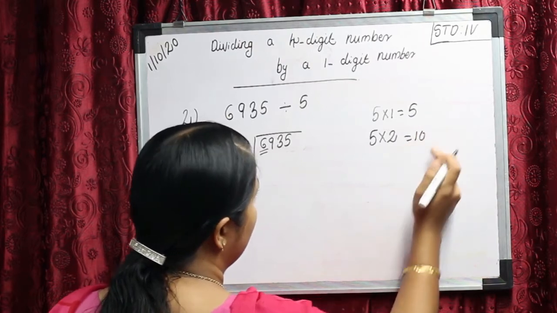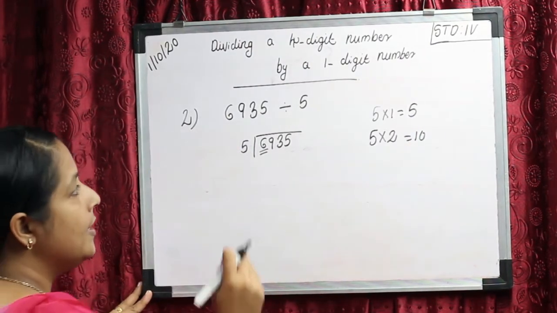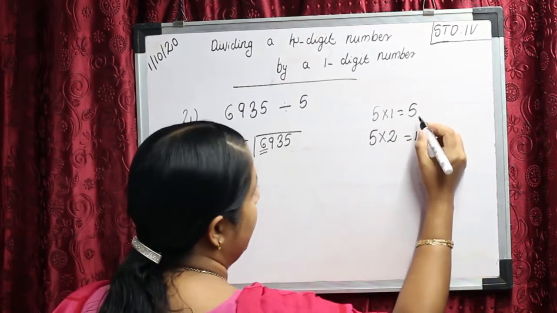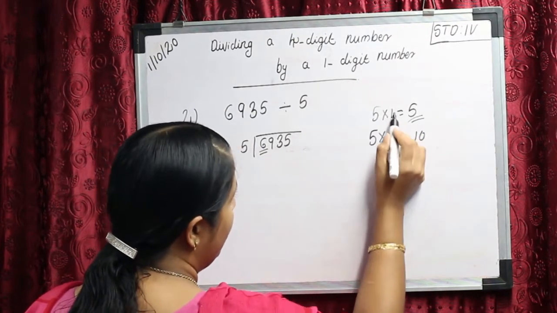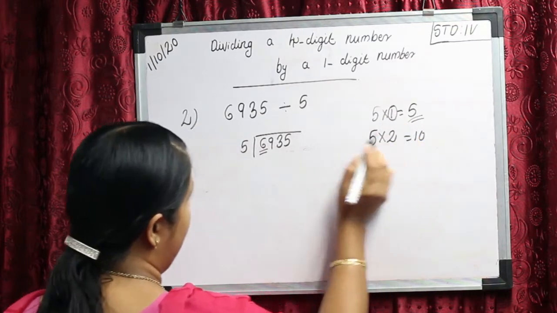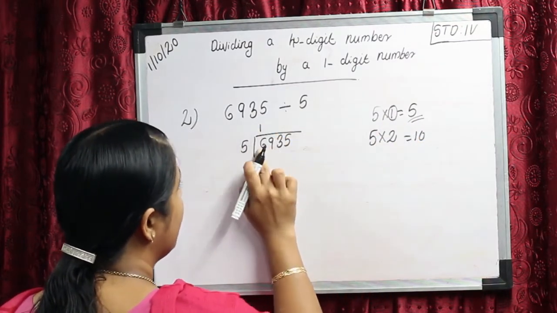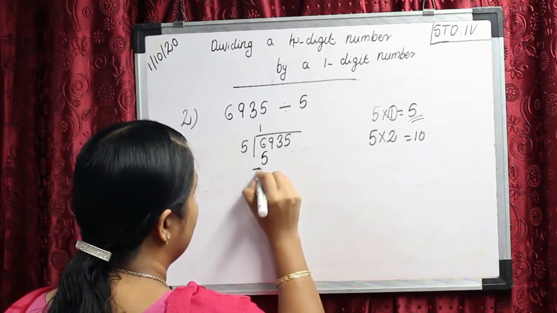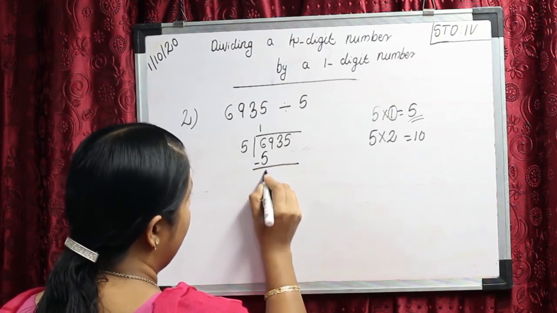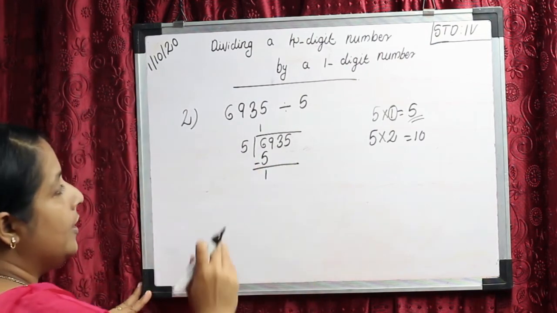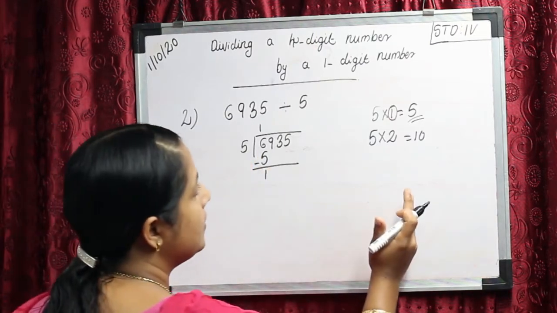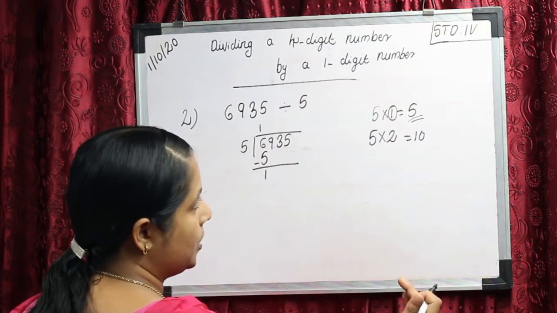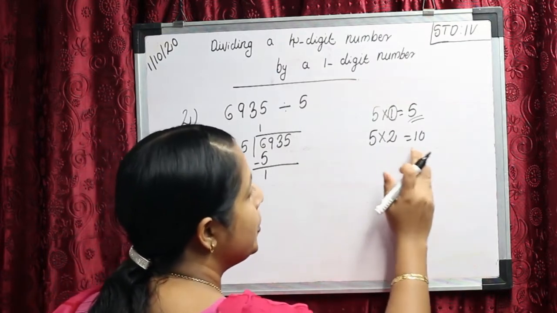Then which number are we selecting? We are selecting the number less than 6. Less than 6 is 5. How can we get the number 5 in 5's table? 1 time. So we write 1 here and 5 here. Then 6 minus 5 equals 1. In 5's table there is no 6, so we consider 5's table: 5 1's are 5, 5 2's are 10.